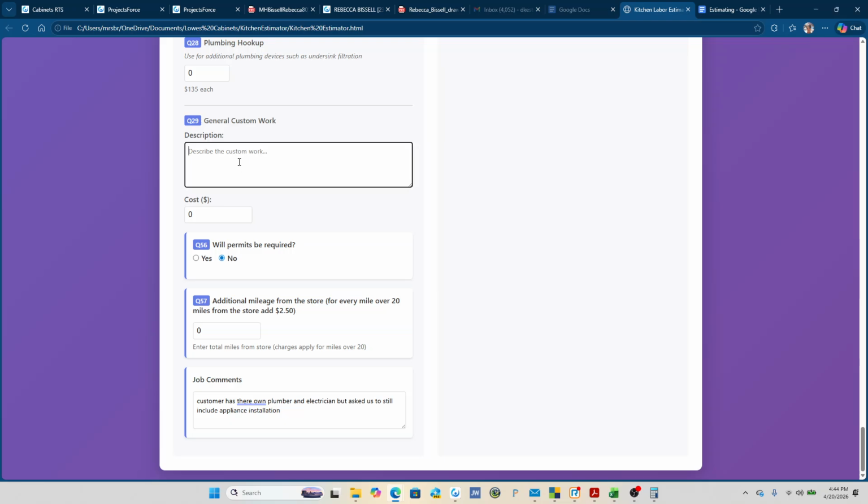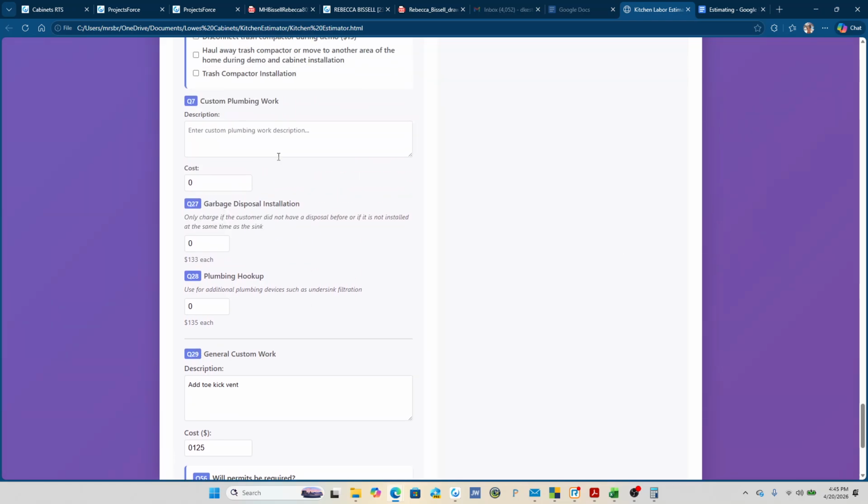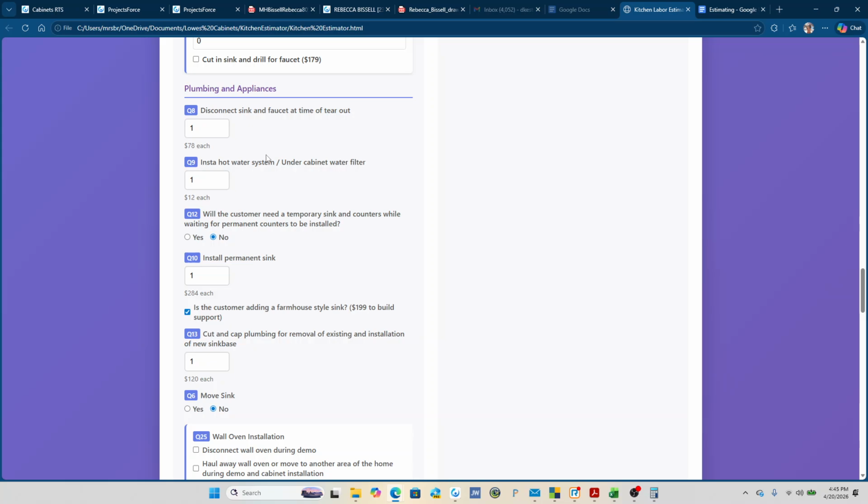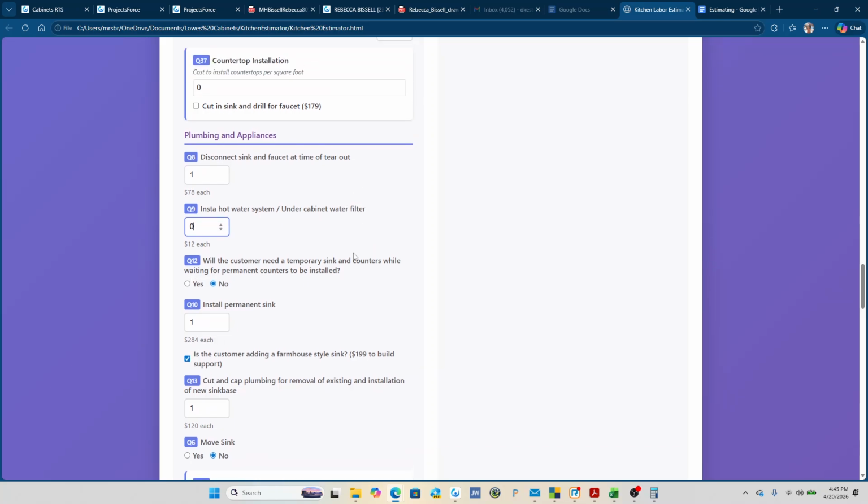So under general custom work, I'm going to put add toe kick vent. Surprised I don't have that up there somewhere. And he wants the farmhouse sink included. And they want new valves under the sink, so we're going to go ahead and put new valves. I'm going to go back and check the cut and cap plumbing. Yep, I already have one there, okay. And I'm going to put this on 0 because their plumber should take care of that water heater. They're going to relocate it.